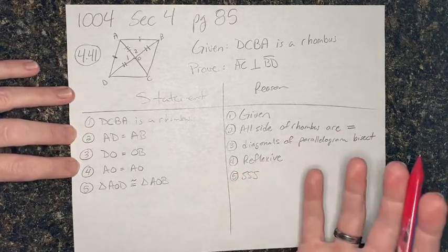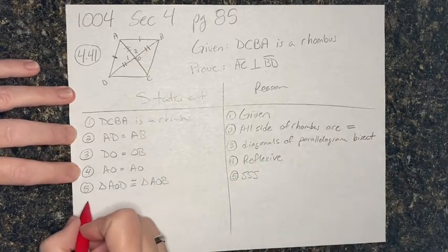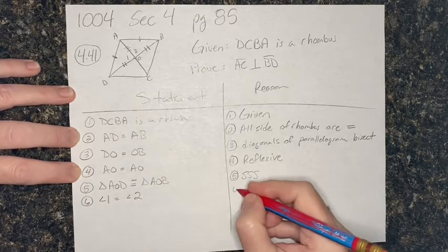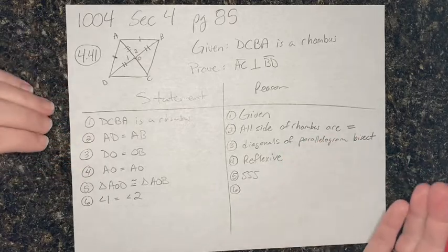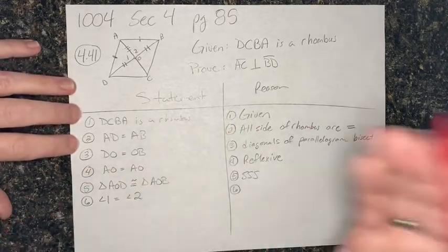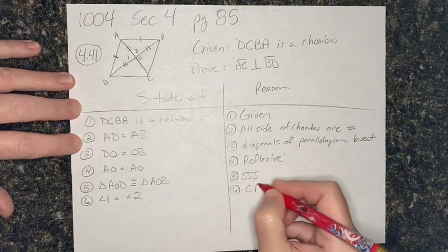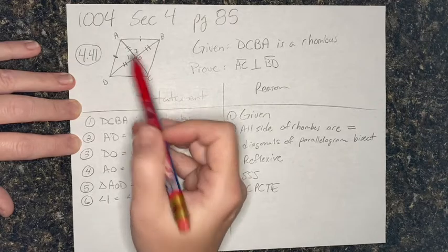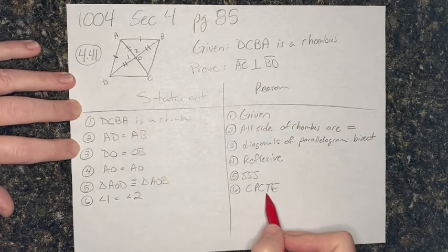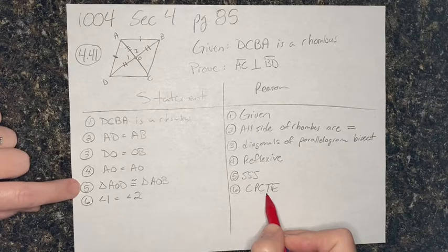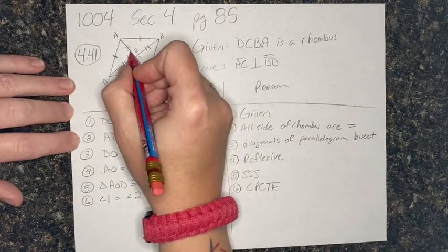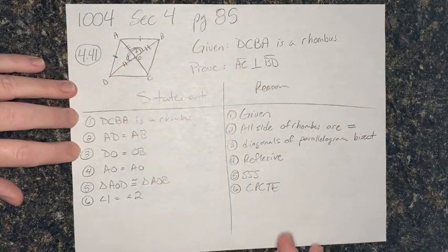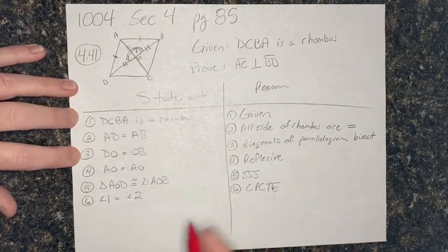Now that we have our triangles congruent, we can state that angle 1 is equal to angle 2. And why can we say that that's true? We have congruent triangles, and so now we can use my favorite reason, CPCTE. Corresponding parts, and angle 1 and angle 2 definitely correspond, of congruent triangles, we just showed we had congruent triangles, are equal. Angle 1 is equal to angle 2. I kind of messed that up, but that's okay.